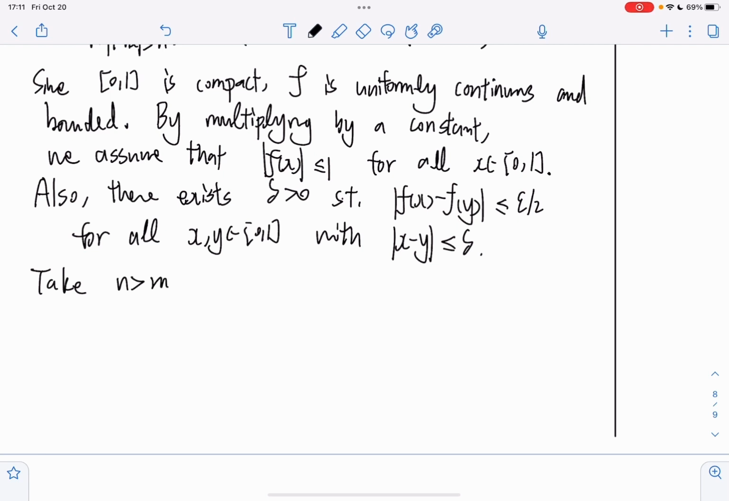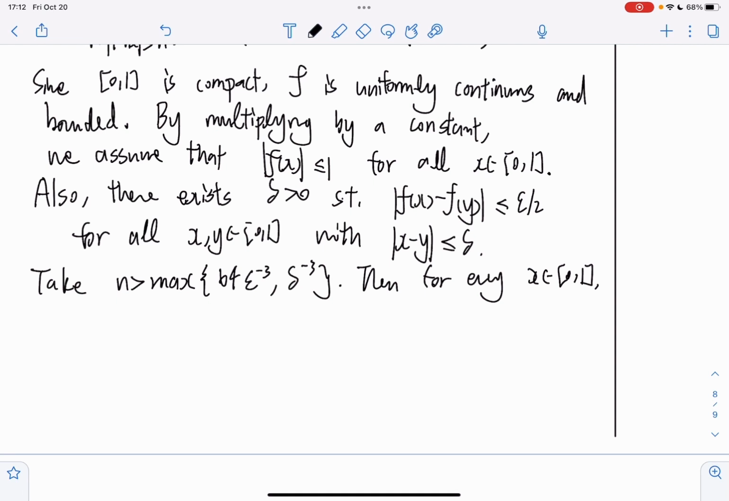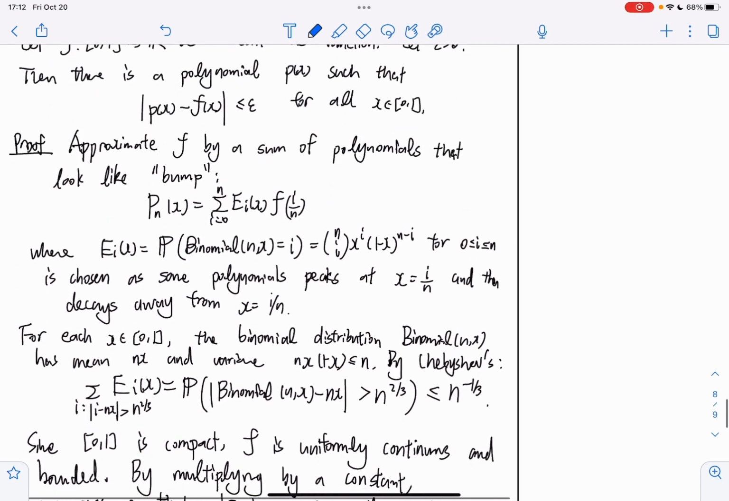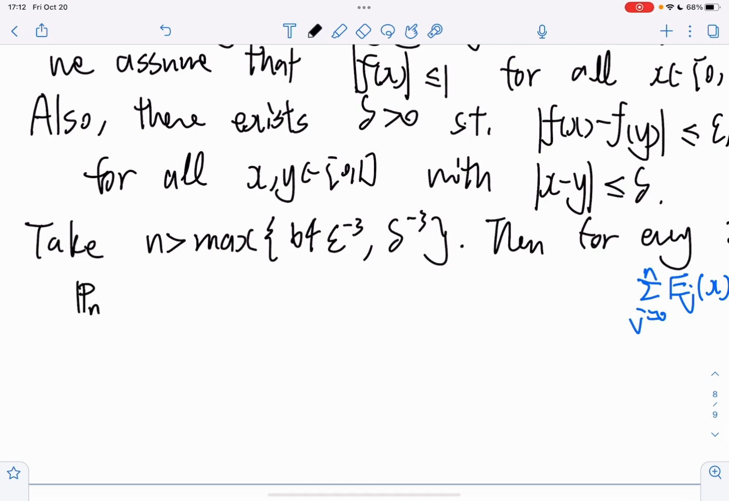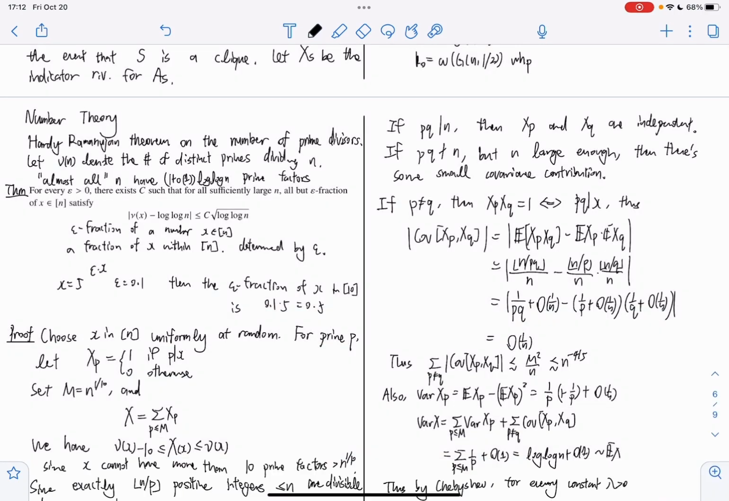Take n greater than the maximum of 64 epsilon to the power of -3, or epsilon to the power of -3, or delta to the power of -3. Then for every x in 0 to 1, we can notice that the sum of all e_j(x) is 1. From the definition, you can see that. Then we can now bound the absolute value of p_n(x) minus f(x).